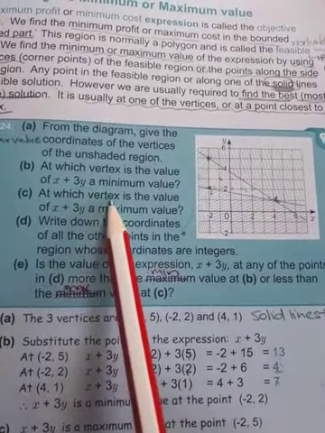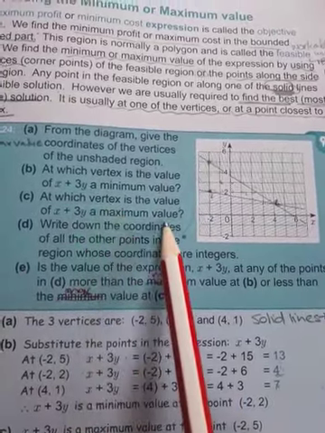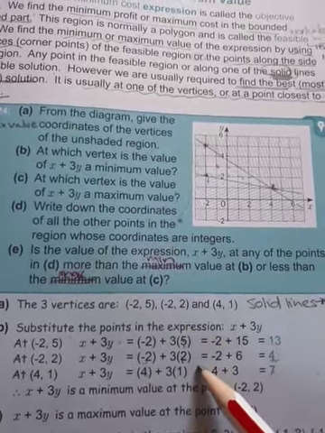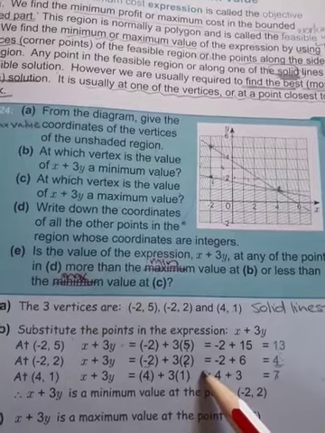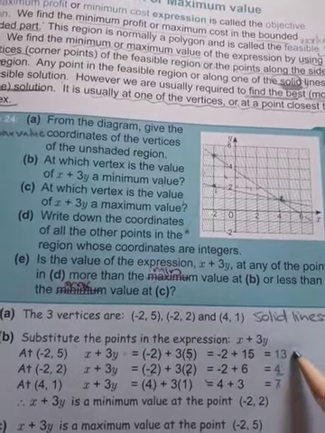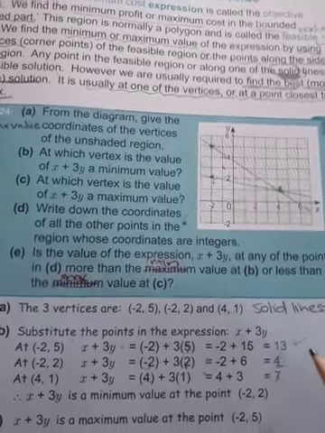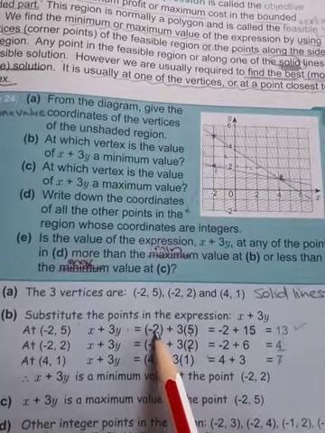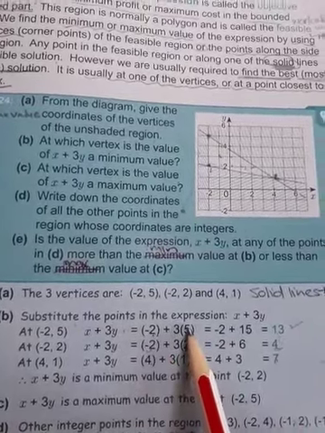Then in the next question, they ask which vertex will give you the maximum value. Once again, we go back to where we have calculated each coordinate, and we see the maximum is 13. So the coordinate that will give me the maximum value will be (-2, 5).